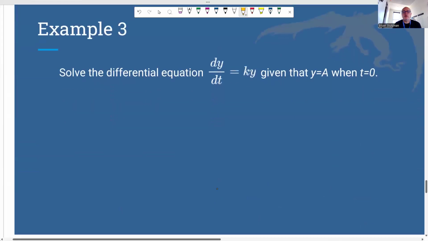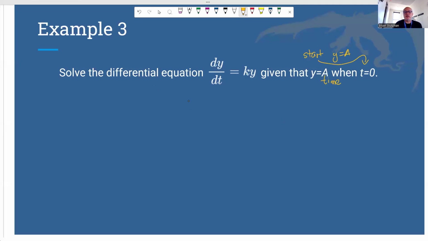All right, let's do another one. Solve this differential equation, given that y is equal to some value a, so this is like our starting value. y starts out at a when time equals 0. Notice that I'm not using x, I'm using t, because we're going to use time. This happens a lot in biology.